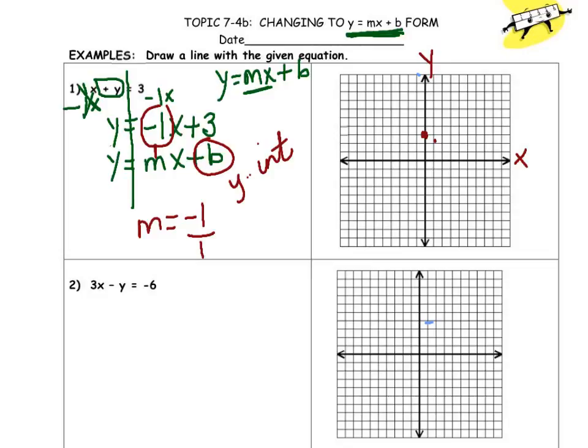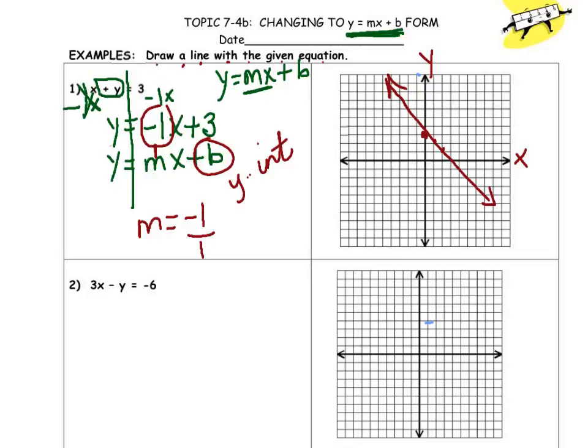And I can do that several times. Down 1, 1 to the right. Down 1, 1 to the right. I can even do the opposite of those. I can do up 1, 1 to the left, and continue my line out so that I have a good solid straight line. So that would be how you're going to draw a line with the given equation.